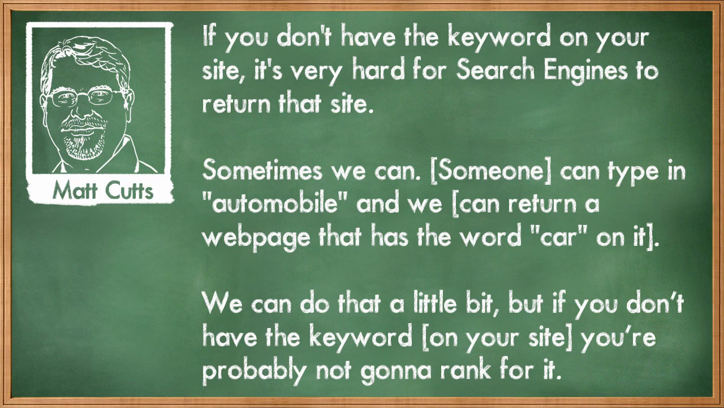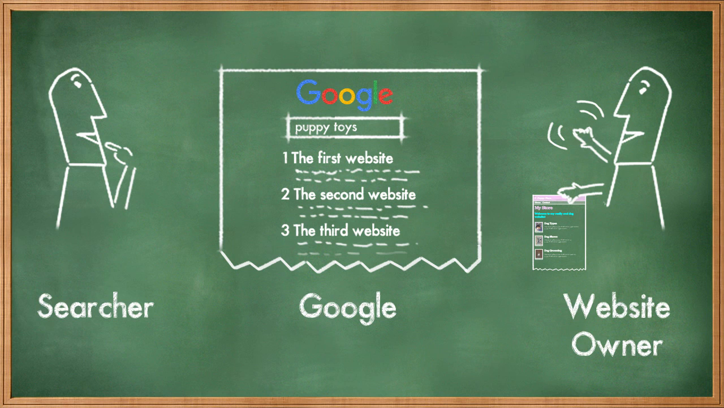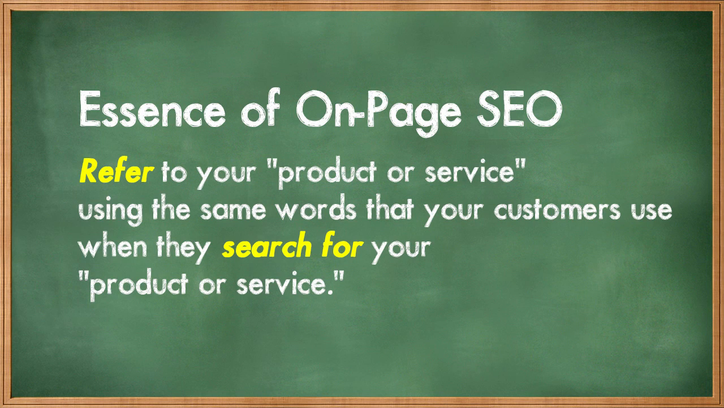Web pages that don't contain the searcher's keyword actually rank in Google all the time. But ultimately, you should still at least try to angle your content creation efforts such that they are reflective of the keywords that people are actually typing into Google when they're looking for whatever product or service your website has. That's the essence of on-page SEO. We strive to refer to your product or service using the same words that your customers use when they search for your product or service.